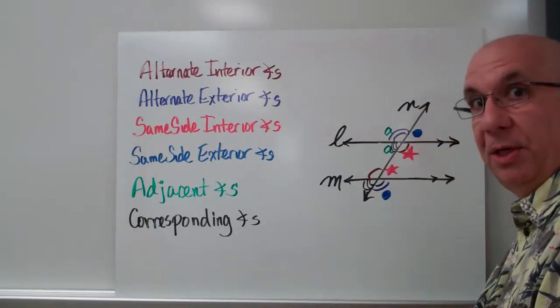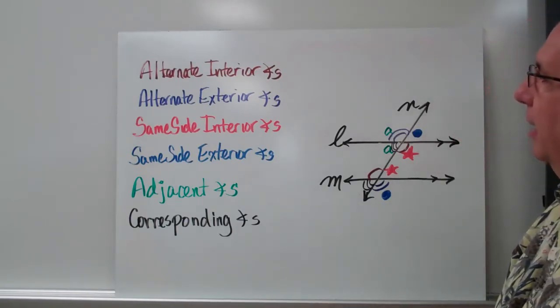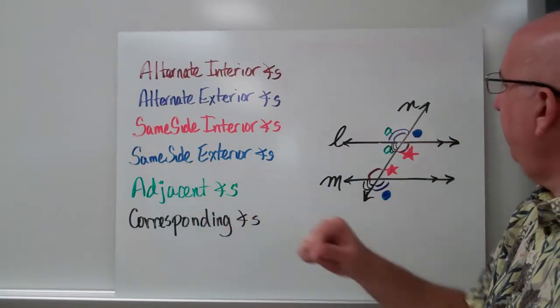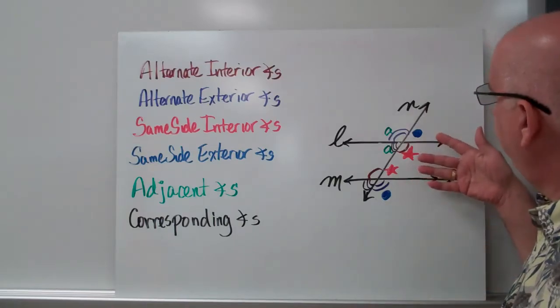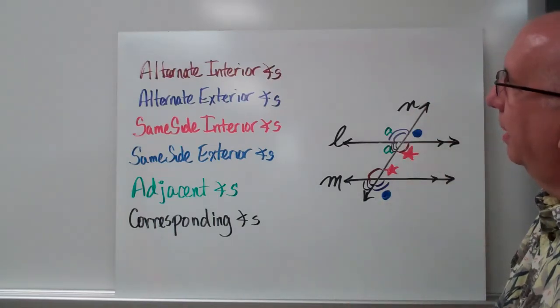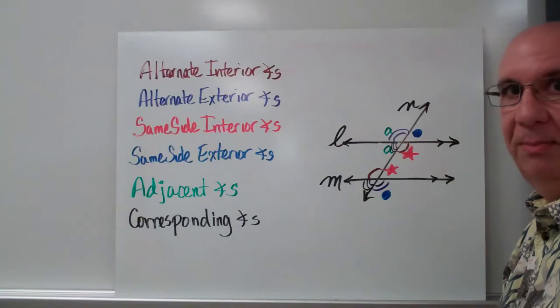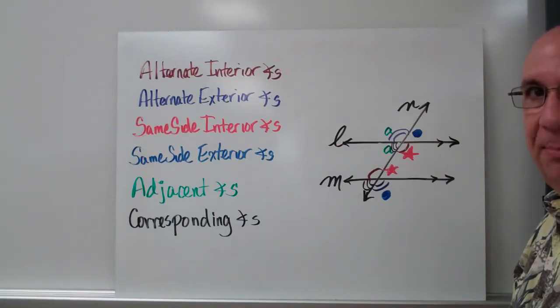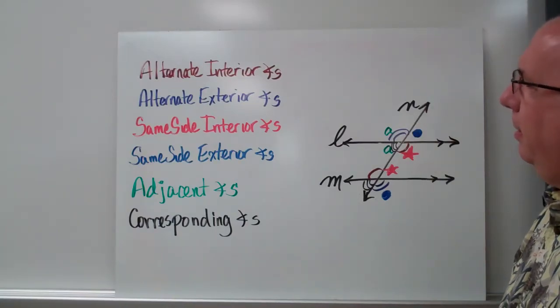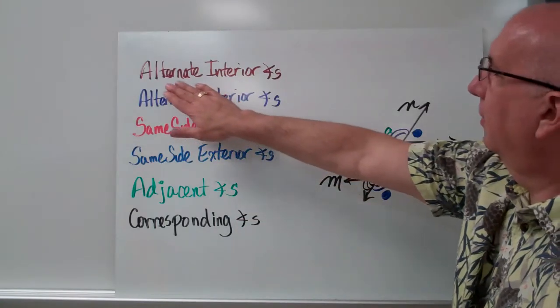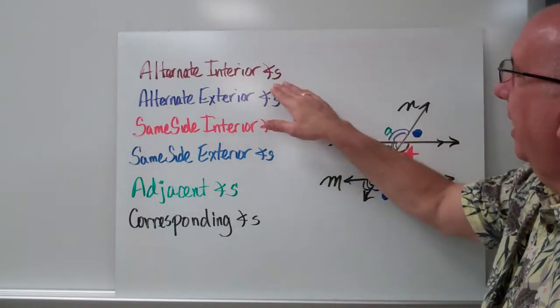We have some new angles that we need to look at. They have two words in each one, or three. They're all about parallel lines cut by a transversal. I've color-coded them to help you figure out an example of each. The first one is alternate interior angles.